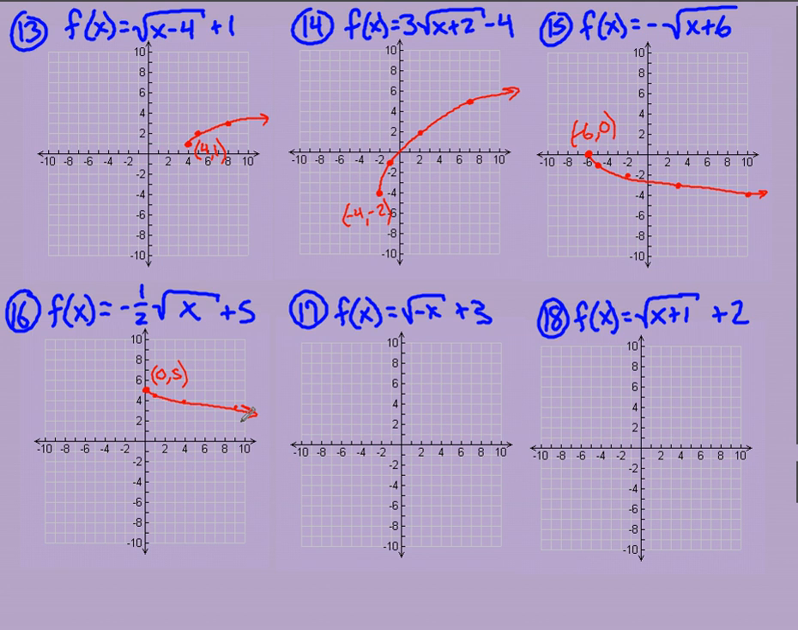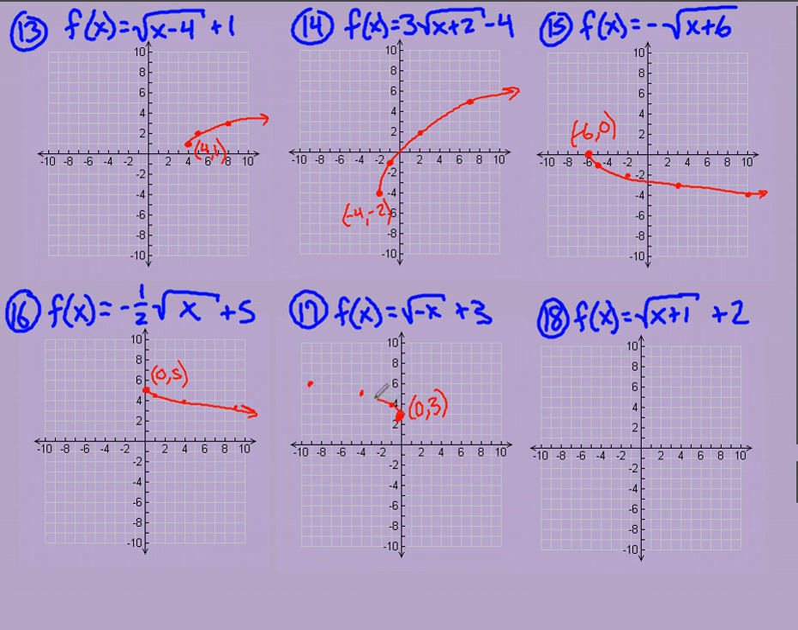For this one, the negative's on the inside, so I'm going to flip it horizontally now. My starting point is here at 0, 3. And when I normally went right 1 to go up 1, now it's just backwards. Left 1 to go up 1. Left 4 to go up 2. Left 9 to go up 3.